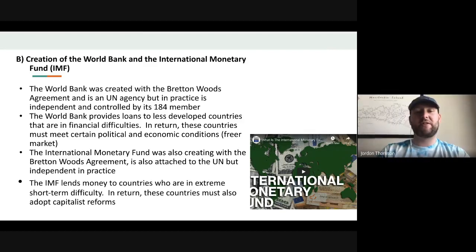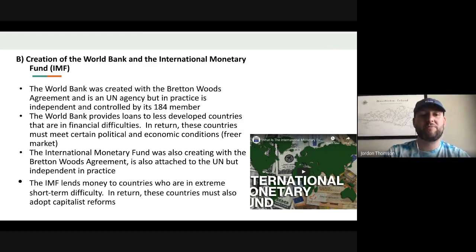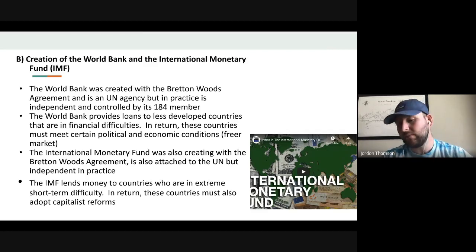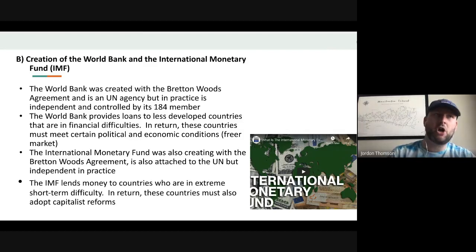Okay, so the International Monetary Fund was also created with the Bretton Woods Agreement. It's also attached to the United Nations, but independent in practice. So again, it's got to do with some government political powers, but they try and keep it as neutral and independent so they can make unbiased and fair decisions for where the money is going to be allocated in our crazy world. Okay, the IMF lends money to countries who are in extreme short-term difficulty. In return, these countries must also adopt capitalist reforms. So we're not often giving money to communist governments where the government controls everything.